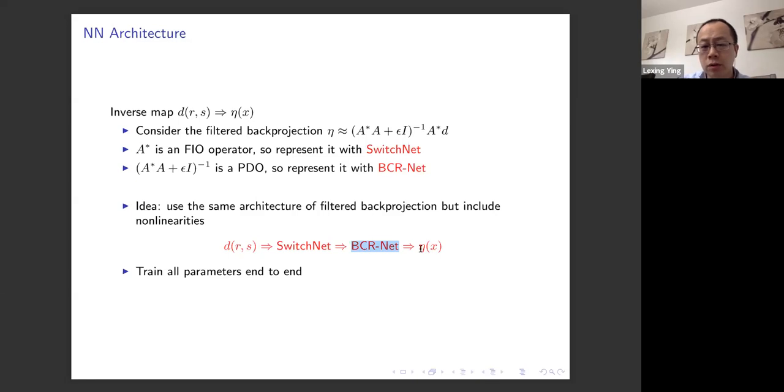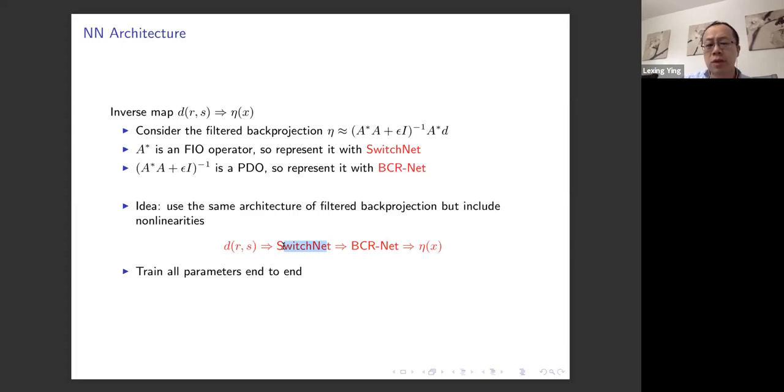So the point I want to get to is the following: if you take the truly nonlinear map, eta to d, so you look at the different other directions, it's a little bit easier to understand. If you take a look at the map from eta to d, what our architecture does is do the BCR net first and then do the switch net.